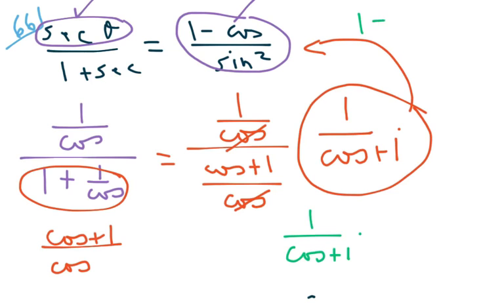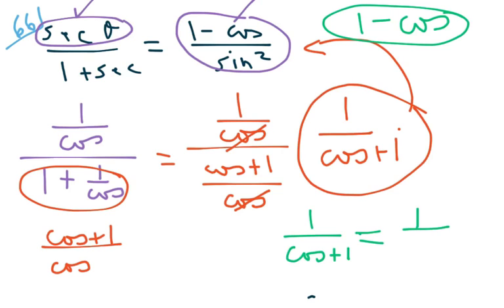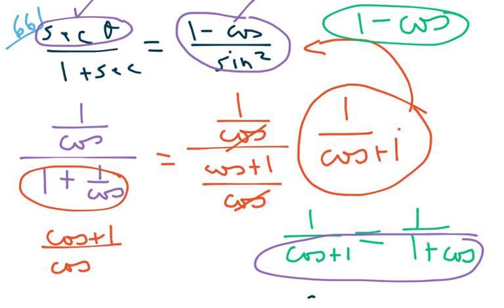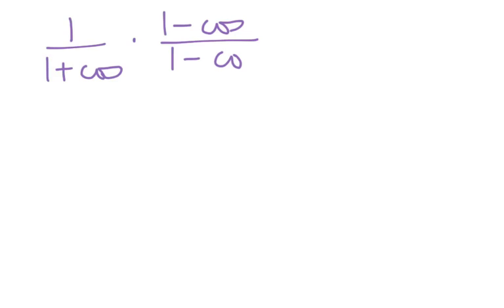And since I want 1 minus cosine on the top, I'm going to rewrite this as 1 over cosine, 1 plus cosine. This is 1 over 1 plus cosine. These two are equivalent because they're both addition. Alright, so I'm going to have 1 over 1 plus cosine. I'm going to multiply by the conjugate, 1 minus cosine over 1 minus cosine. Again, the reason I did that is because I want this, to establish identity, that's what we have.